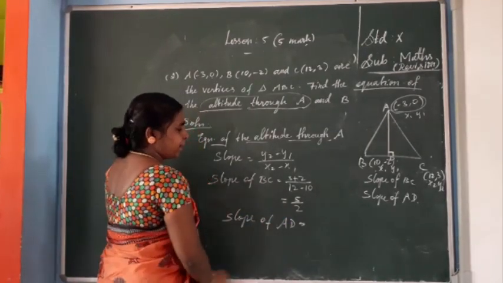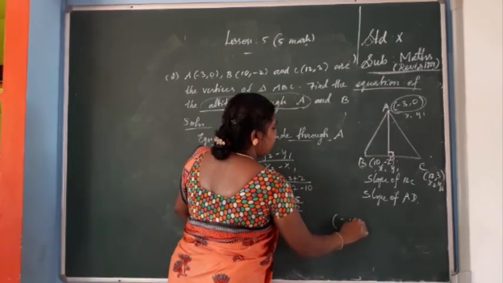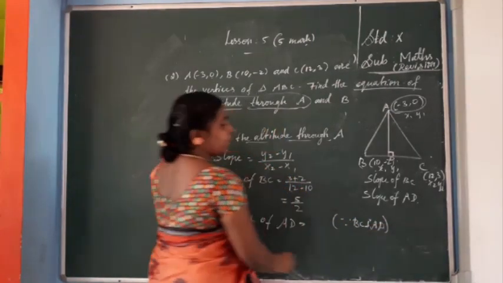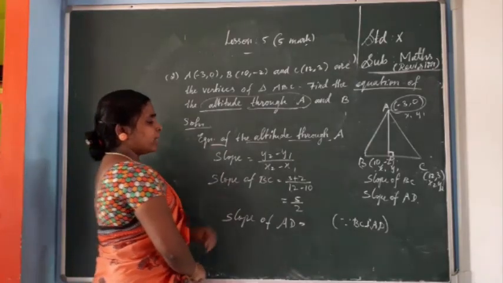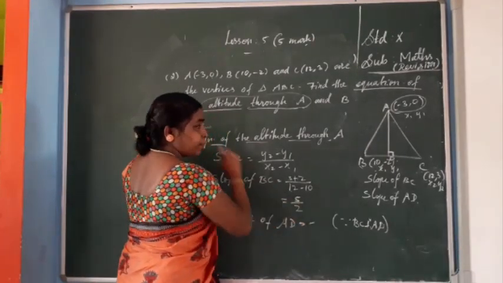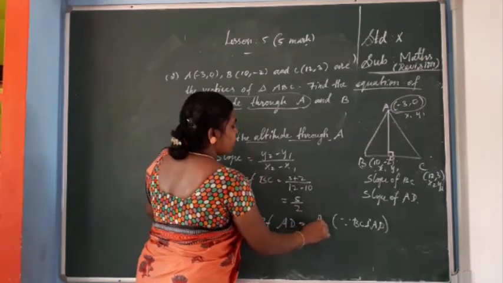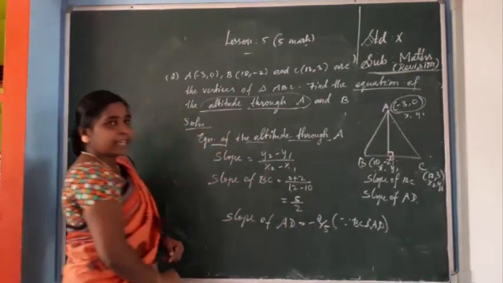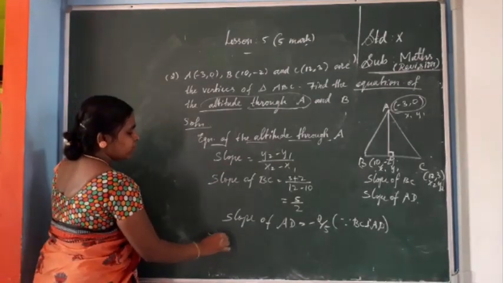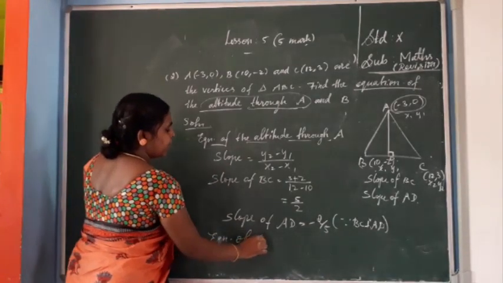So slope of AD equals... since BC is perpendicular to AD, yes, BC is perpendicular to AD, so we take the opposite sign. So here plus means minus, and the reciprocal of 5 by 2 is 2 by 5. Okay, slope of AD is minus 2 by 5. Next, the equation of the straight line.